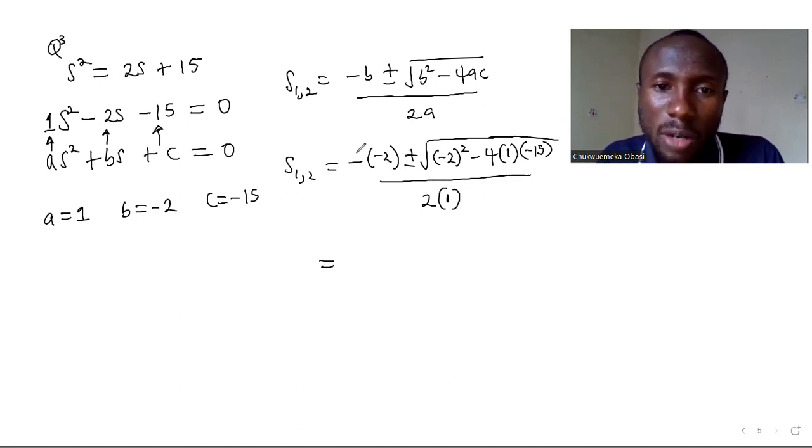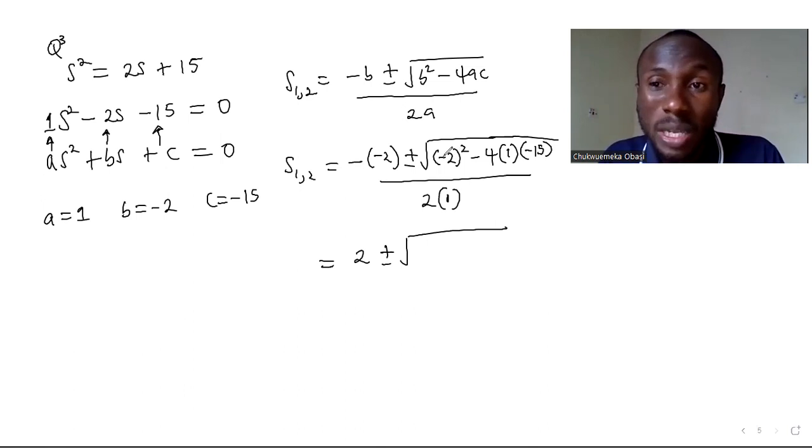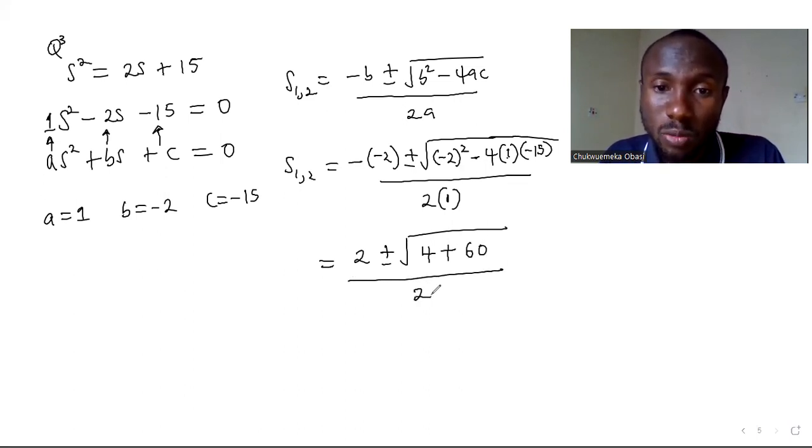Now you see minus minus 2 becomes positive 2, plus or minus. Now negative 2 squared is minus 2 times minus 2, which will give us positive 4. You should know how to work around with your signs when you add or when you subtract. You should be familiar with the result. So now we have minus 4 times 1 is minus 4. Then minus 4 times minus 15 should give us positive 60, right? Then all divided by 2 times 1 is 2.